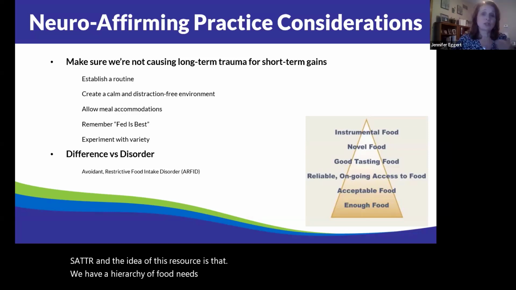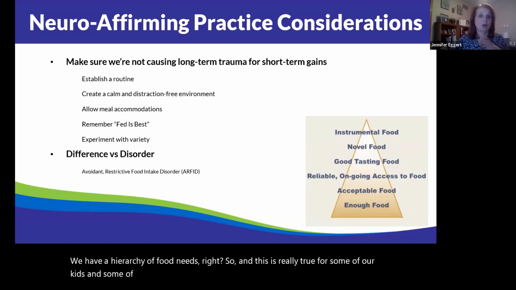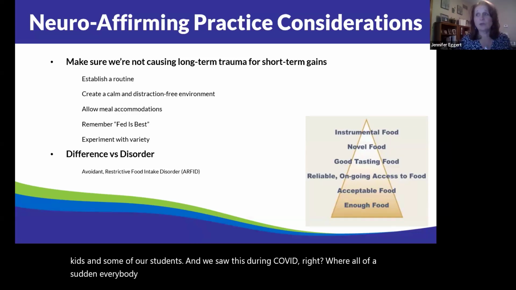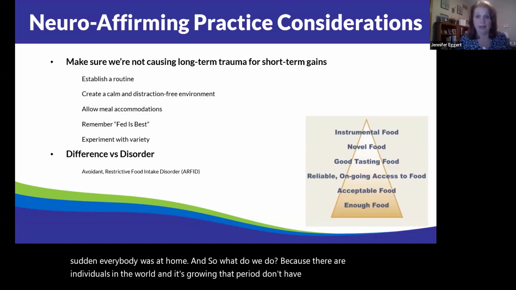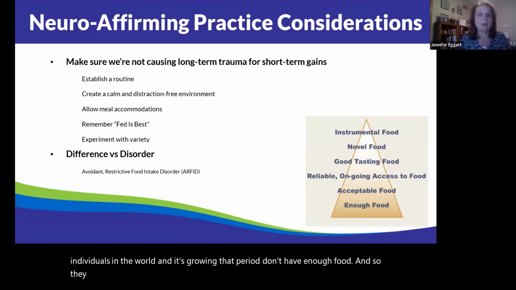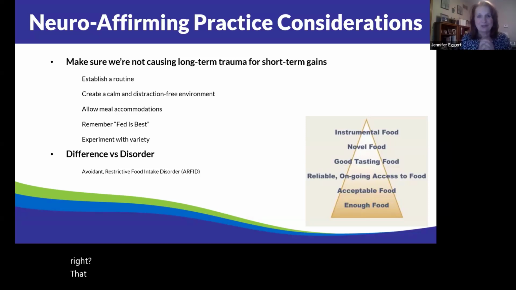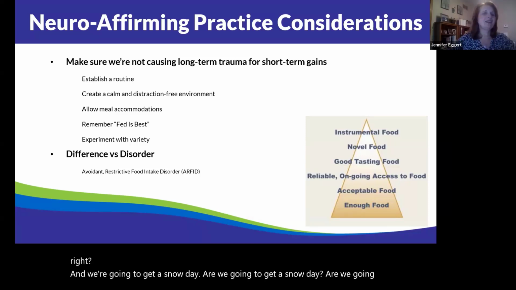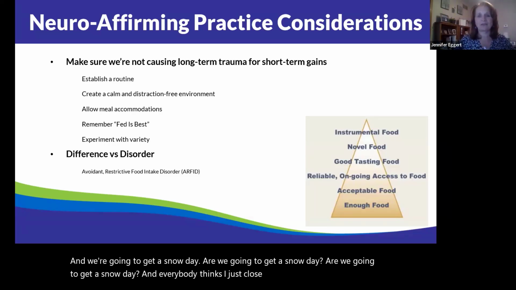This is really true for some of our kids and some of our students. And we saw this during COVID, right? Where all of a sudden everybody was at home. And so what do we do? Because there are individuals in the world, and it's growing, that don't have enough food. And so they come to school, and everybody thinks, this is like the perfect time of year, right? Are we going to get a snow day? And everybody thinks, just close the school. It's going to be fun.